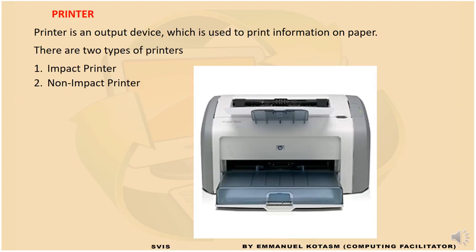So now we have printer. Printer is an output device which is used to print information on a paper. There are 2 types of printers. We have impact printer and non-impact printer.